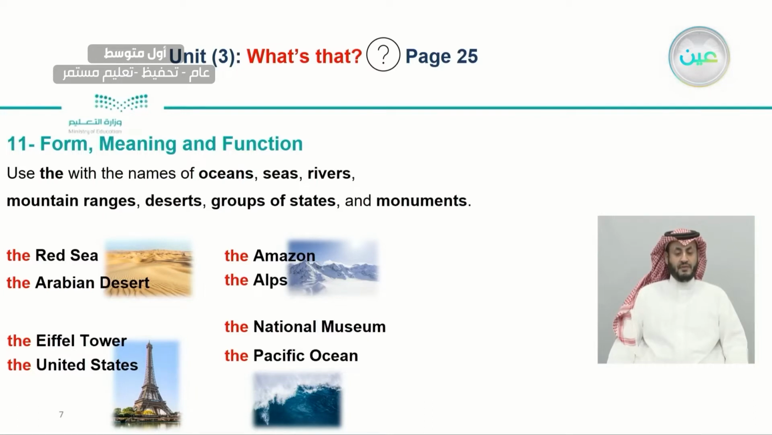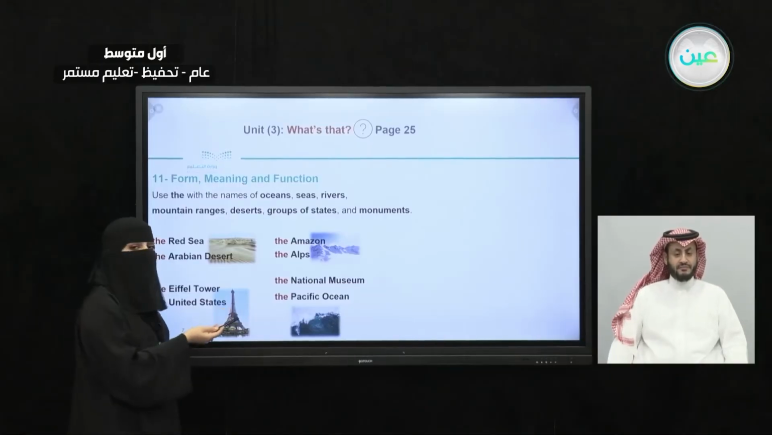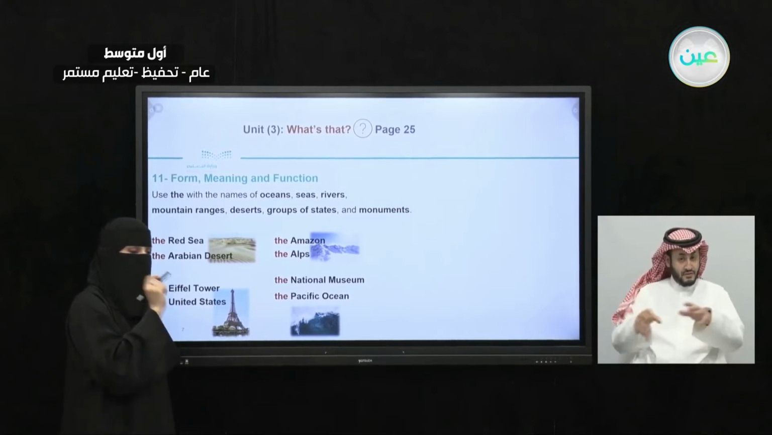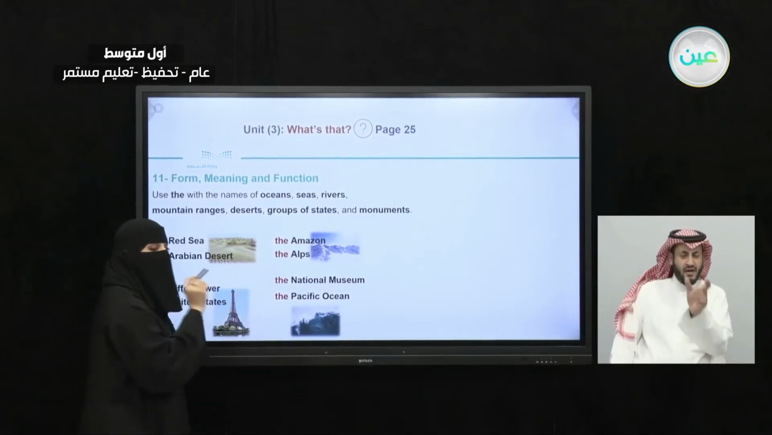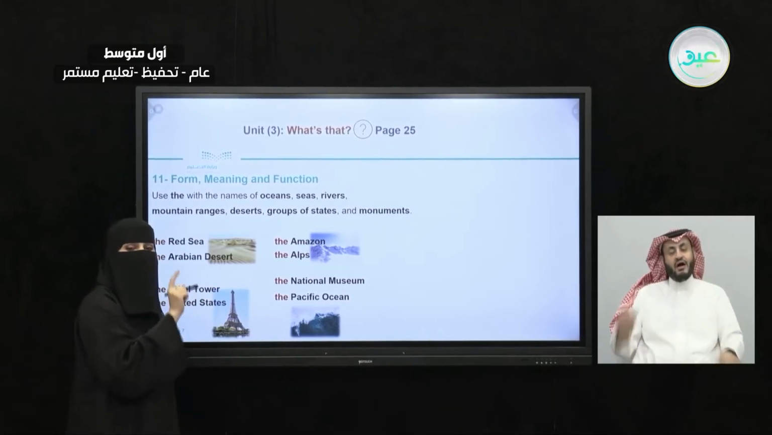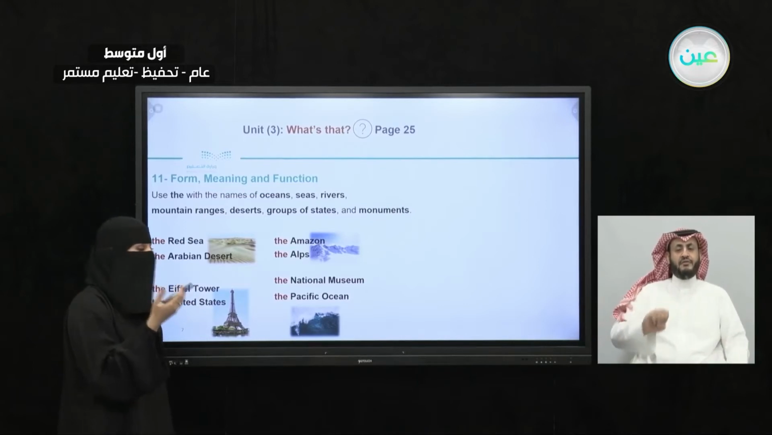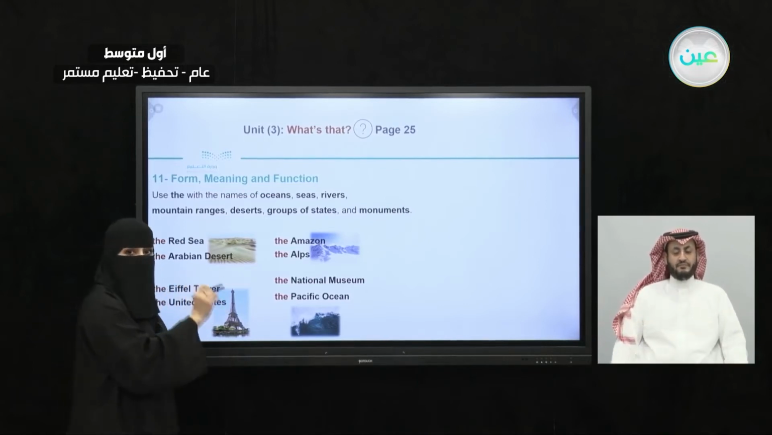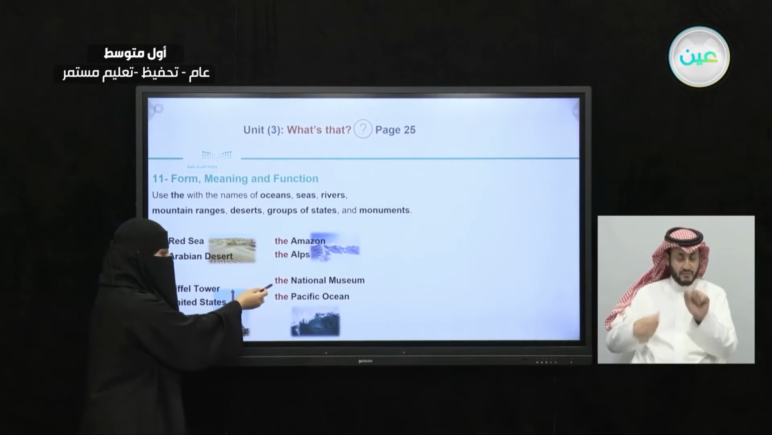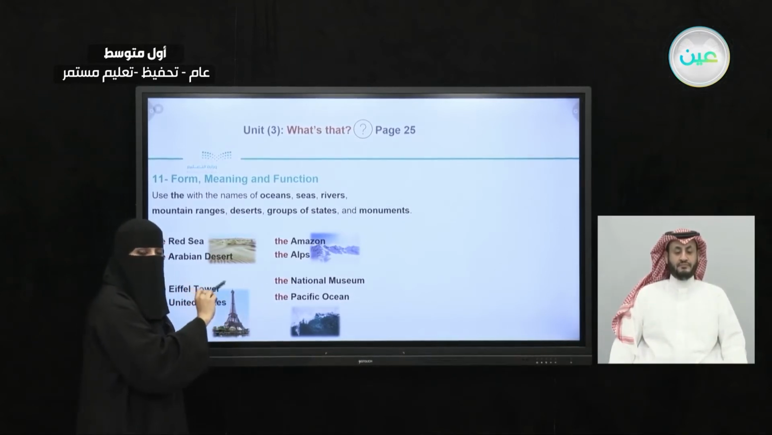How about this one? We talked about museums, right? Did I say the museum? I was specific. I said the National Museum. So I'm talking about a specific kind of museum. It's not general. Okay? I didn't say the museum, the National Museum. So that's why I am choosing the before the National Museum.